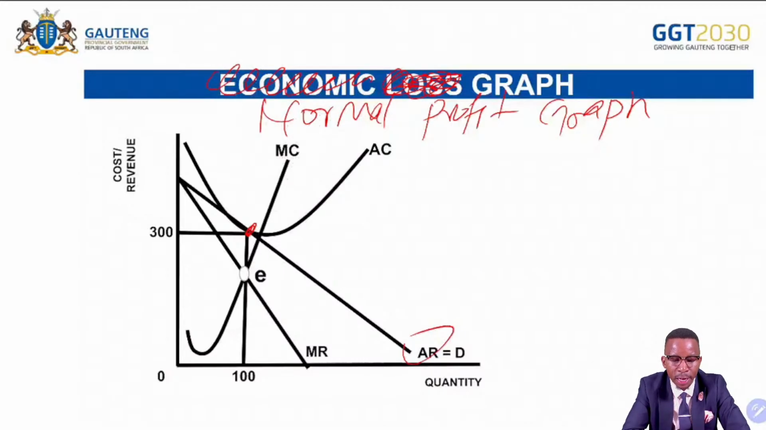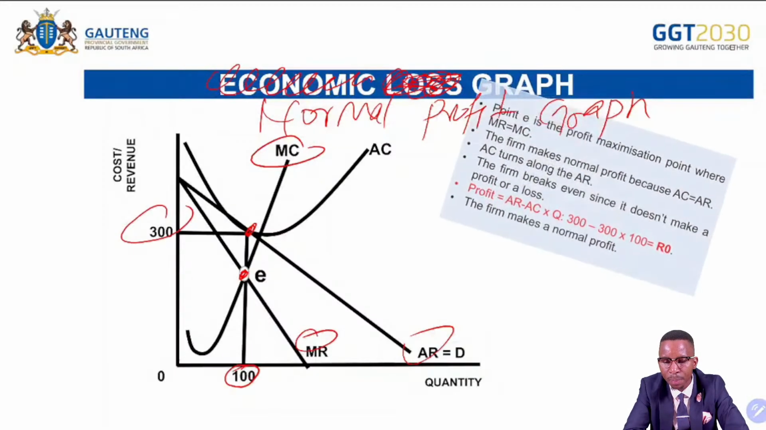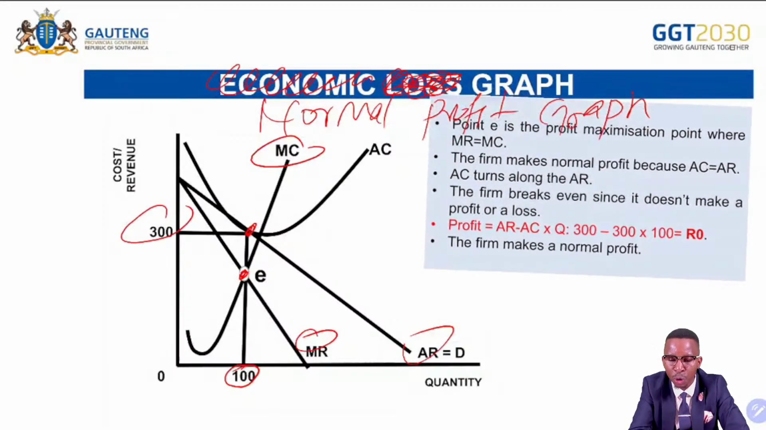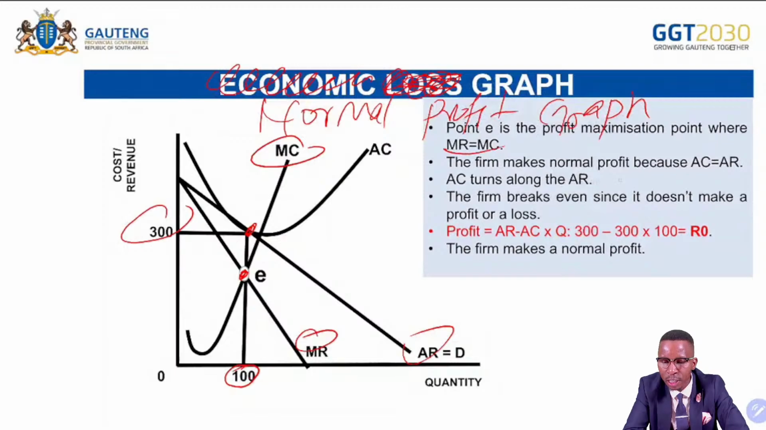So, let's check. We'll be calculating the normal profit, which will give us 0. The quantity is 100, and the point where MC equals MR, the firm is maximizing its profit, meaning this becomes the profit maximization output, and the profit maximization price. Then let's check. Point E is the profit maximization point where MR equals MC. The firm makes the normal profit because AC equals AR.